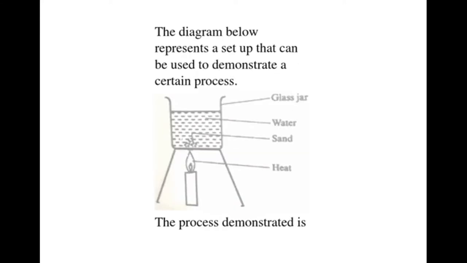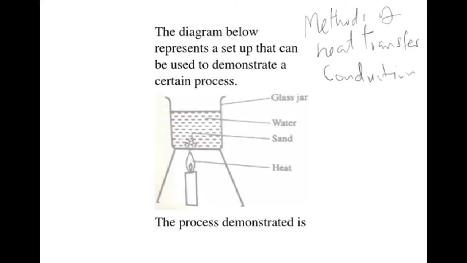The diagram below represents a setup that can be used to demonstrate a certain process. We have a container or glass jar. Inside we have water, then sand, then a source of heat. The process demonstrated is, when you look at the experiment, it's trying to demonstrate a method of heat transfer. So we have three methods of heat transfer: conduction, convection, and radiation.